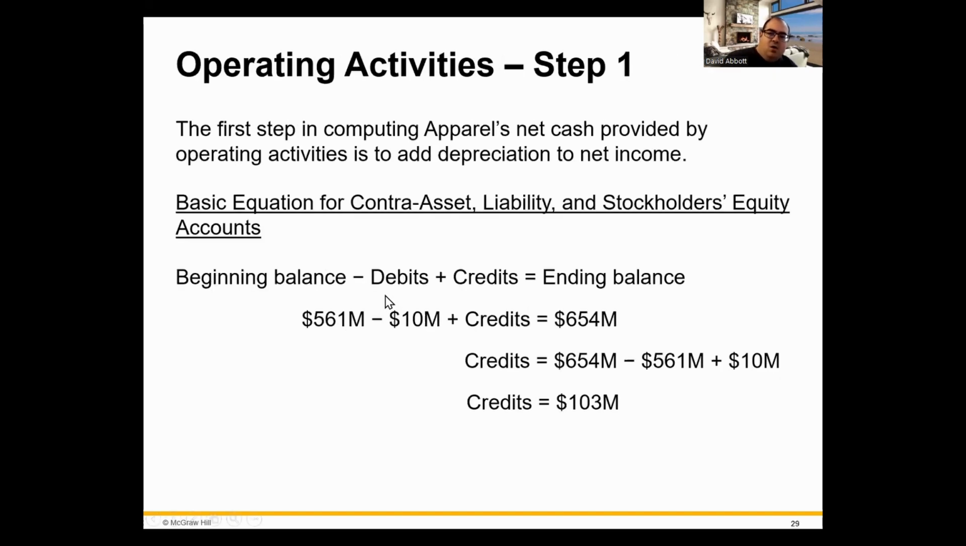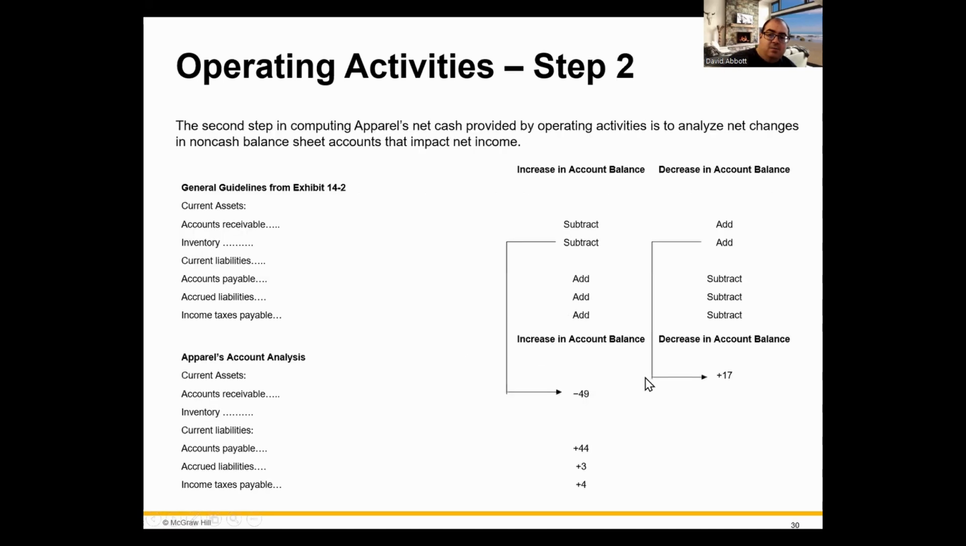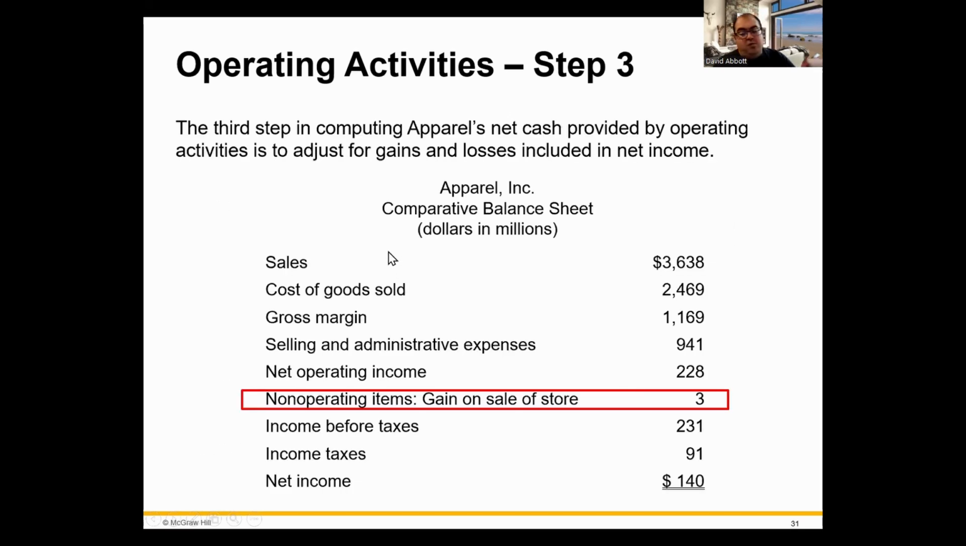Okay. So now we're looking at this adding, I'm sorry, they had a mistake here. So we worked this out and we figured that we need to add 103 million to our net income to encompass our depreciation. And we see here how you would figure that out. Now, the second step is to analyze the net changes in non-cash balance sheet accounts that impact net income. And we see here the different things. So there are increases in their account balances and so on and so forth. So we work that out.